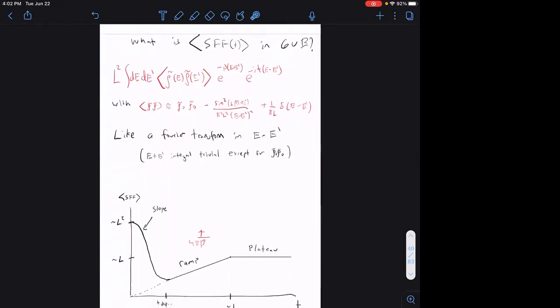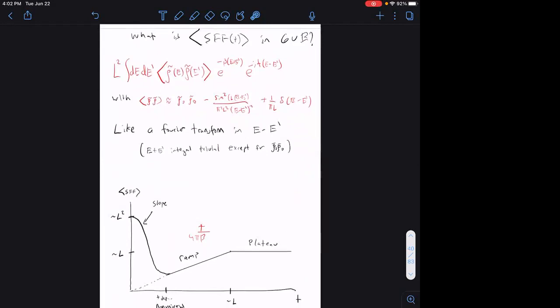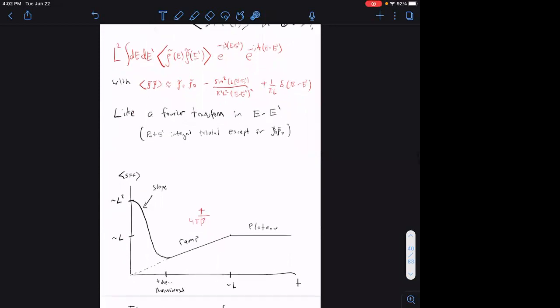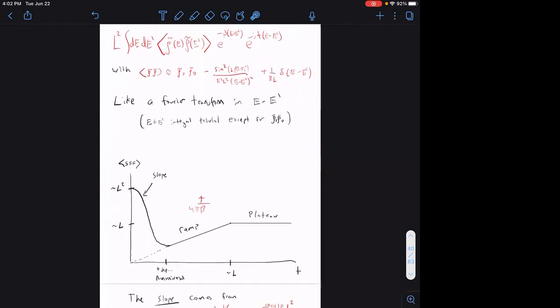So we asked, what does this thing look like, the spectral form factor, if you average over the ensemble of GUE Hamiltonians? And we found this structure, this slope, ramp, and plateau. The ramp and plateau come from the sine kernel contribution to the pair correlation function. The ramp is something a little bit simple in terms of this pair correlation function. It's the perturbative piece of the sine kernel where you average out the oscillations. But the plateau comes from these rapid oscillations.